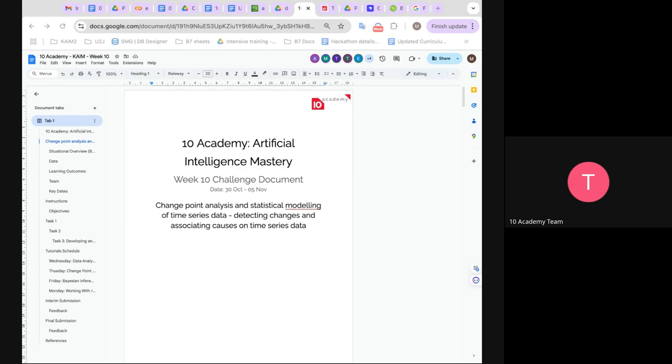And today, it's the weekend, so we can start a new challenge on change point analysis and statistical modeling for time series data, how we can detect change and causes in time series data. Today we will go to the oil market and see how it has an impact, and how we can assist data-driven decision-making for this oil company, Brahan Energies.